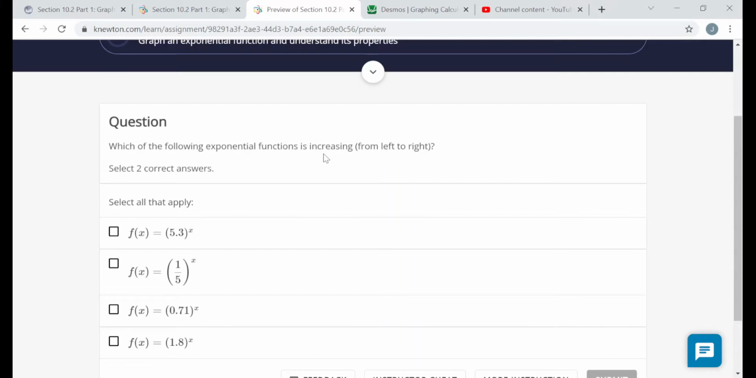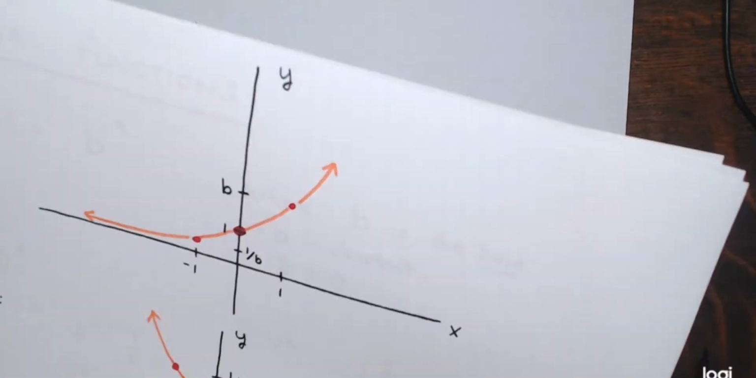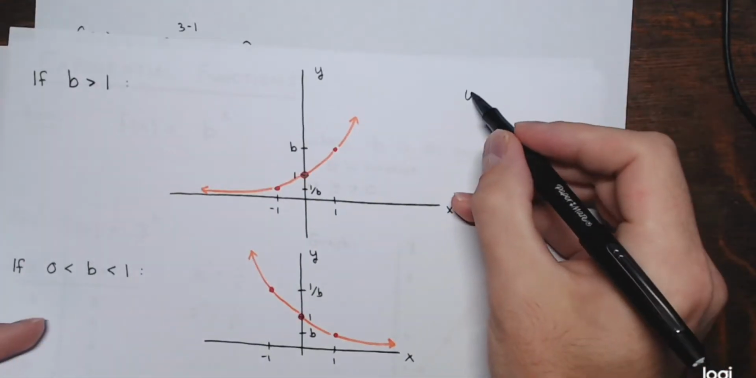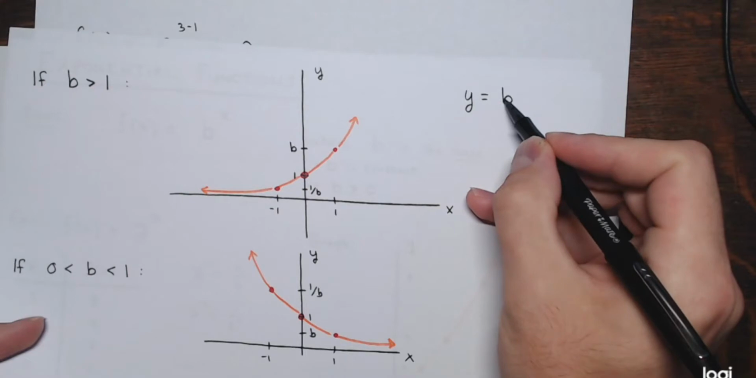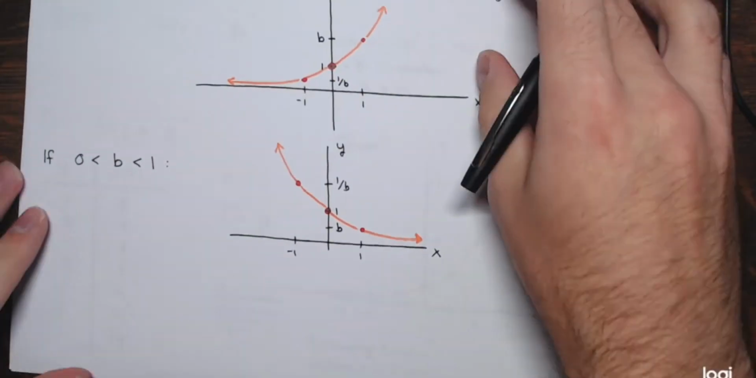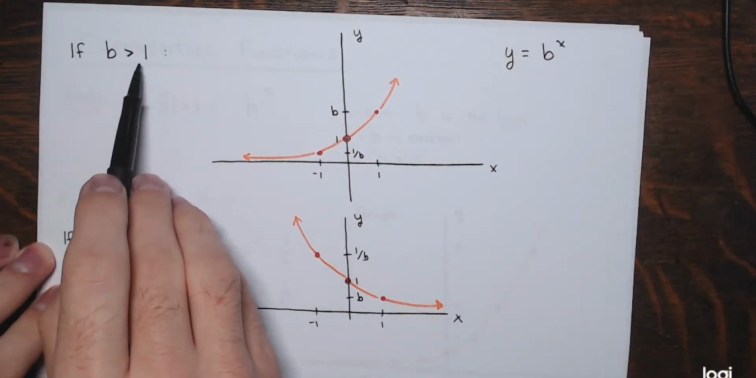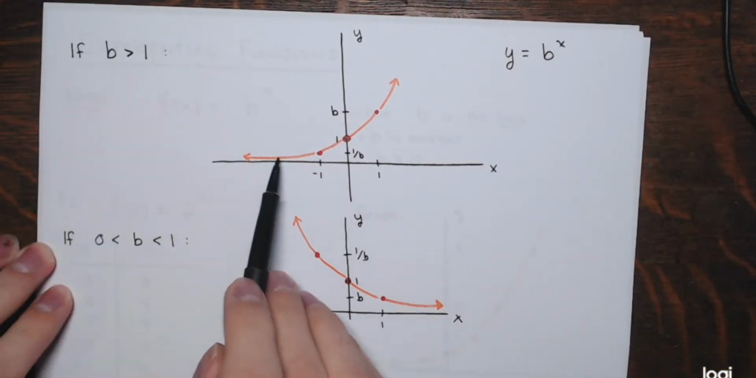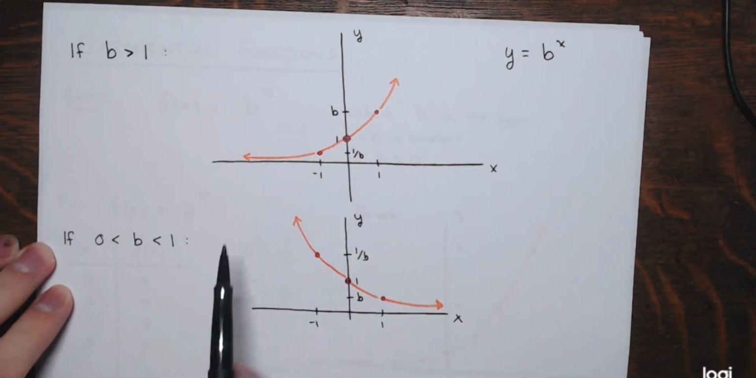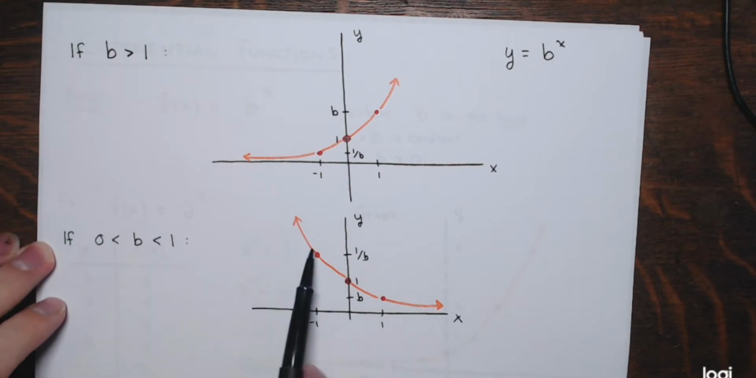And I'll bring that paper back. All right, let me bring that paper back. That was this here. Right, for y equals, or f of x equals b to the x power. Right. If the base was bigger than 1, you had an increasing function from left to right. If the base was between 0 and 1, you had a decreasing function.